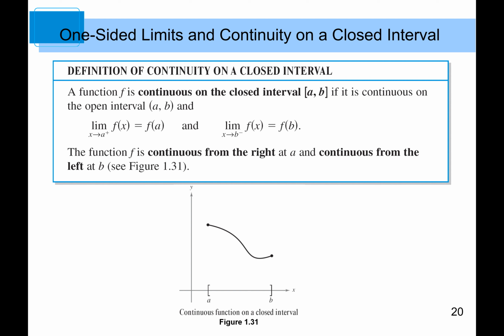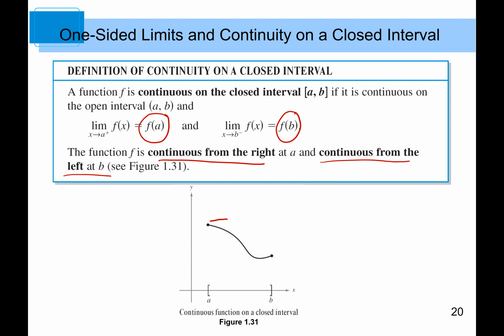Okay, so let's take a look at the definition of continuity on a closed interval. A function f is continuous on a closed interval [a, b] if it is continuous on the open interval (a, b), and the limit as x approaches a from the right-hand side of f of x equals f of a, and the limit as x approaches b from the left-hand side of f of x equals f of b. The function is continuous from the right at a, and continuous from the left at b.